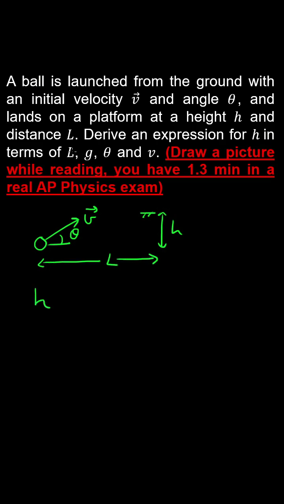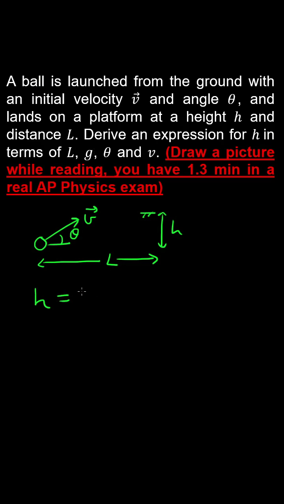A ball is launched from the ground with an initial velocity v and angle theta, and lands on a platform at a height h and distance l. And we're asked to derive an expression for h in terms of these variables.